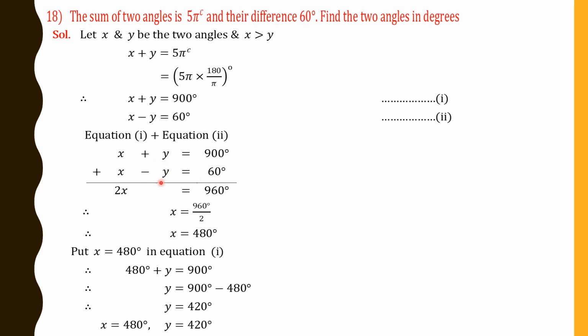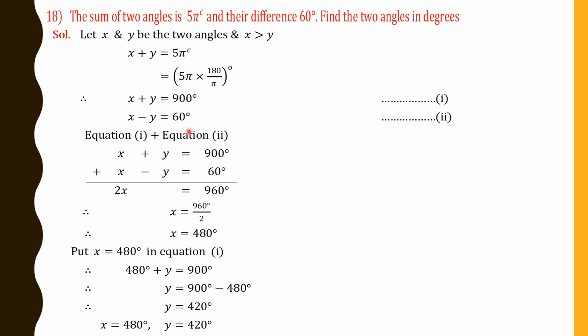Here plus y minus y cancel. Then x plus x equal to 2x. 900 plus 60 is 960. Divide by 2. On RHS we get x equal to 960 divided by 2. Therefore x equal to 480 degree. One angle is 480 degree. Put x equal to 480 degree in equation first.